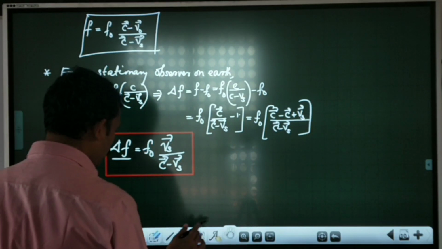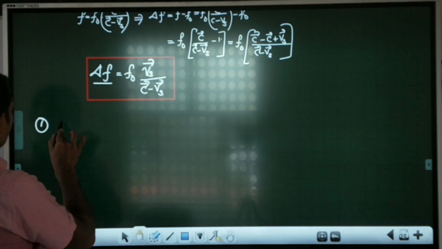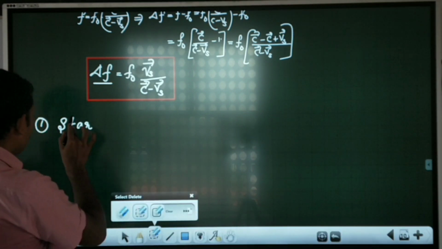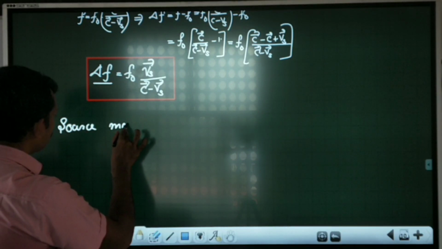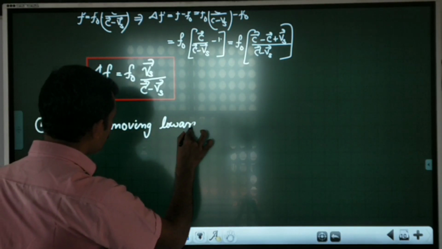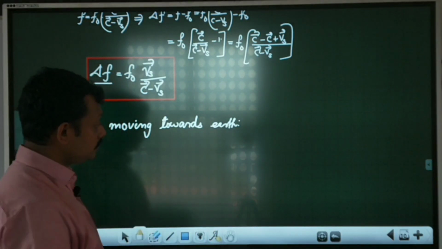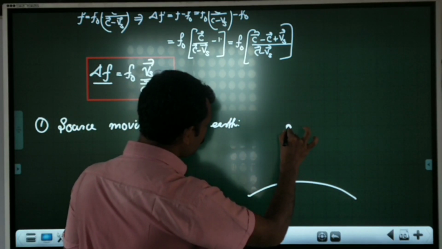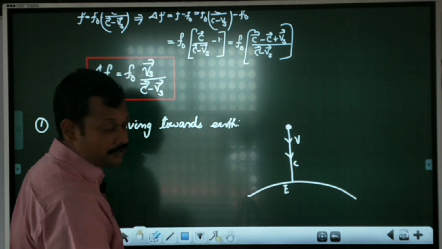Now let us take case 1. This is generally observed with stars, or simply I will write source. The source is moving towards Earth. The source of light is moving towards Earth. That means this is where the surface of Earth is located, this is where the source is. Light is always moving in this direction, and now the source is also moving in the same direction.